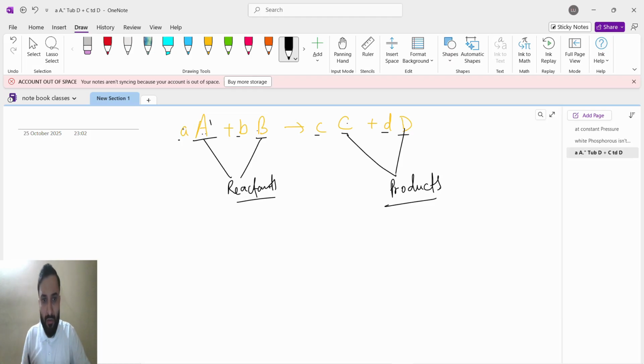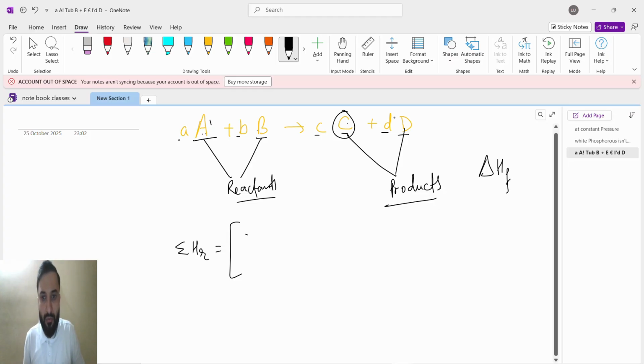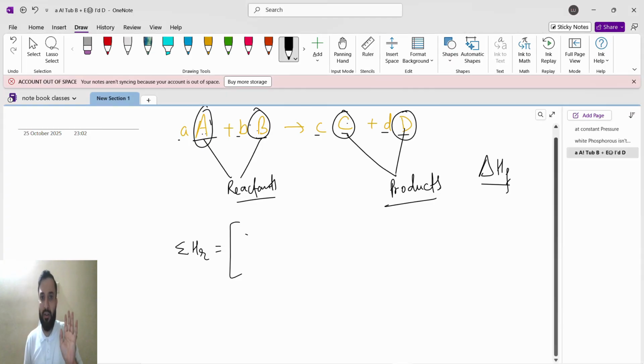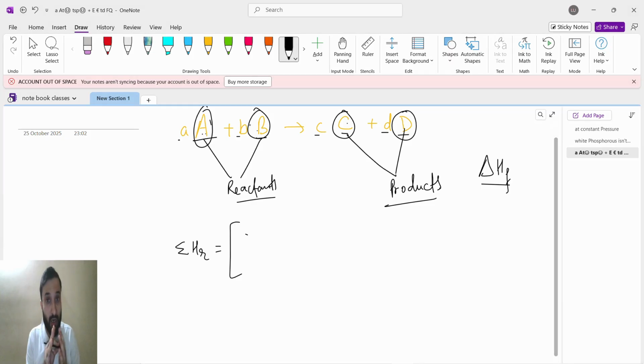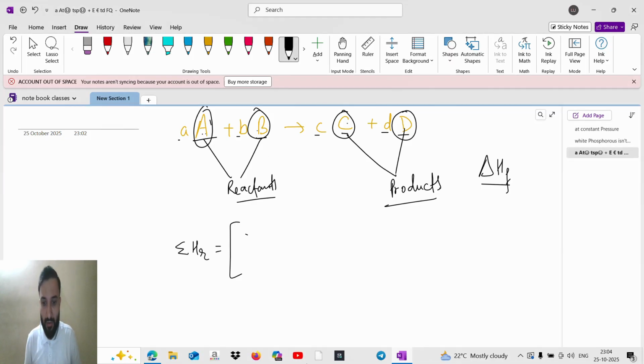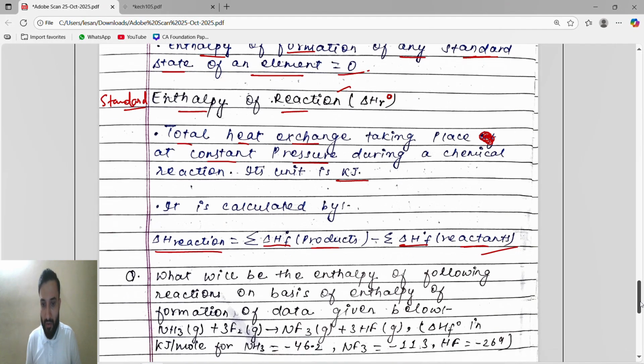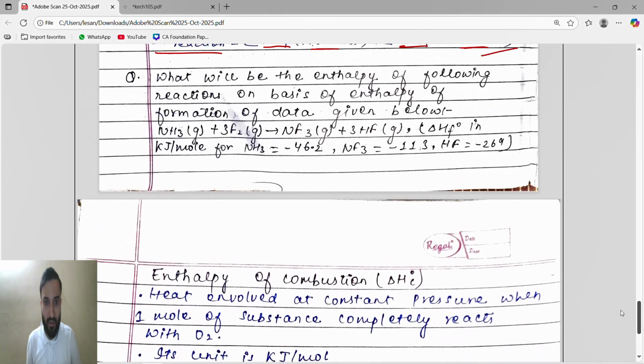So see how we will get this enthalpy of reaction. In enthalpy of reaction, first of all we have to take the enthalpy of formation of products minus the enthalpy of formation of reactants. The enthalpy of formation of each and every product and each and every reactant will be given in the question itself. We do not have to find or remember anything. You can see the values here.